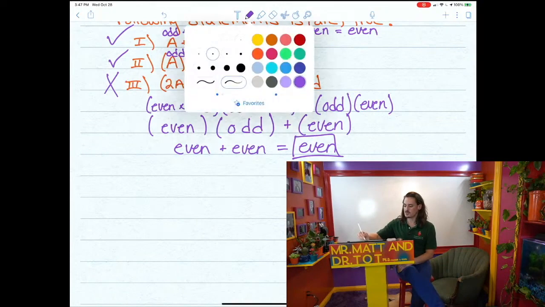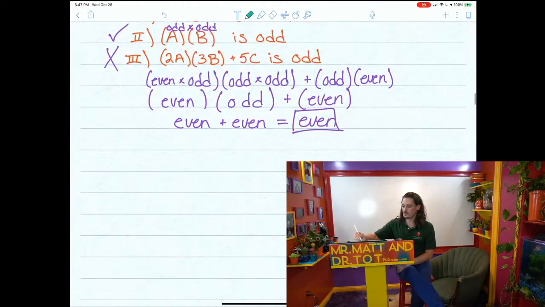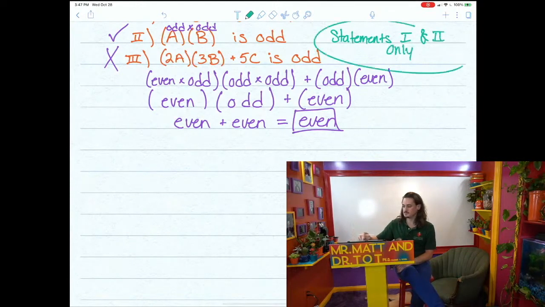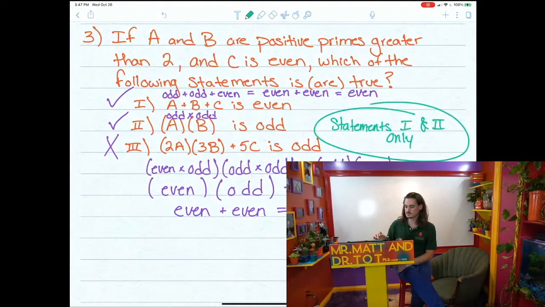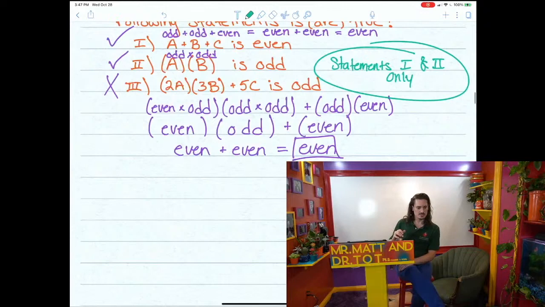So our answer here is going to be statements 1 and 2 only. And let me just leave this here. I want to make sure that you can see that outside of my camera. I know my camera's a little bit in the way there. If you have any questions, please let me know. Otherwise, let's move on.